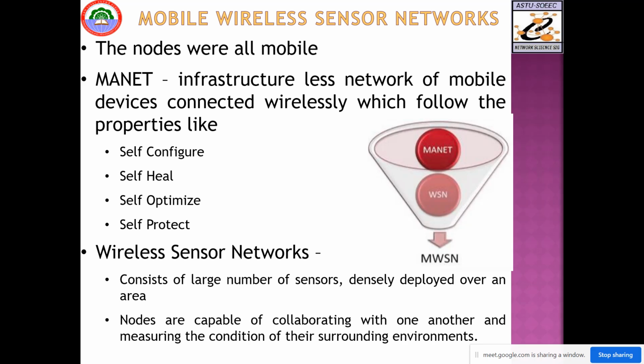If any problem occurs, they have the capability to heal themselves. Based on the nodes we have, or the distance from one node to another, they can optimize themselves, and they can have some security features. They can maintain their own security in a particular wireless mobile ad hoc network.